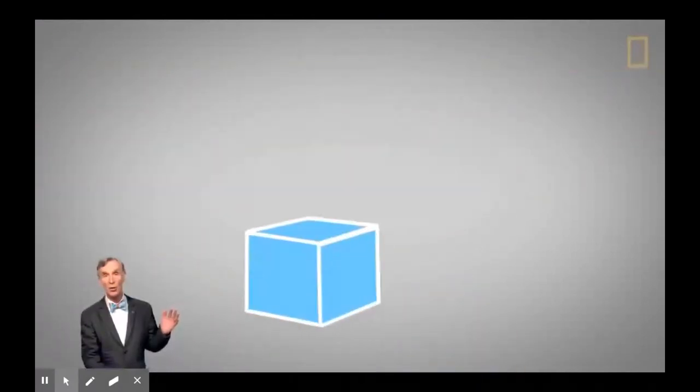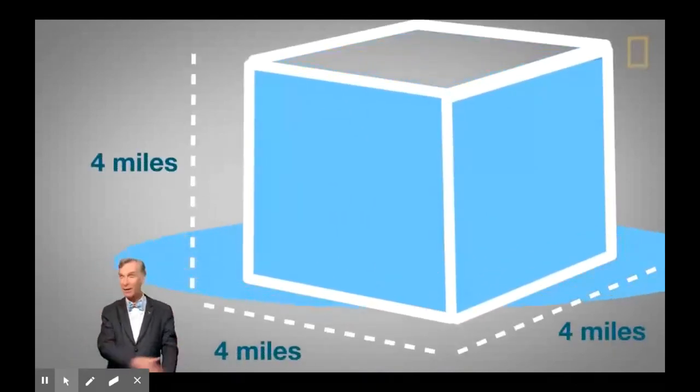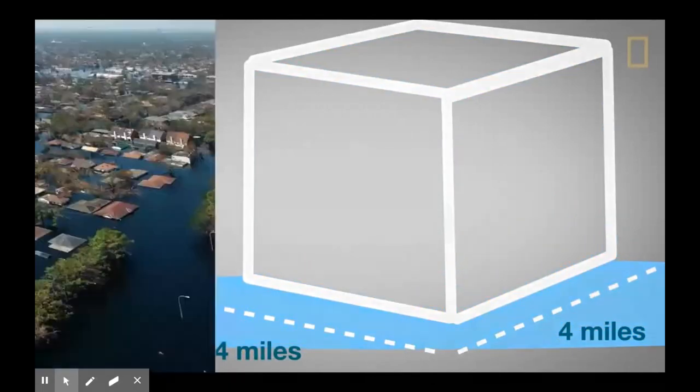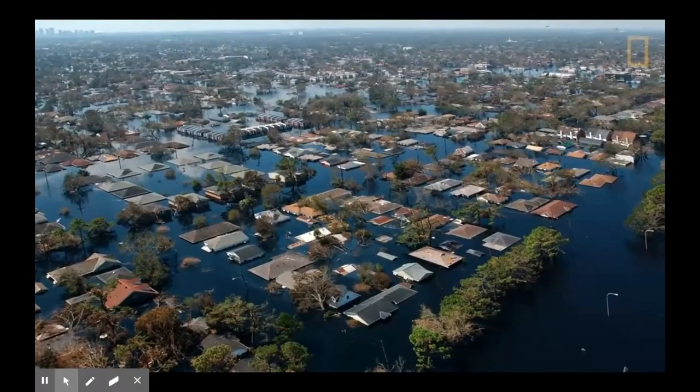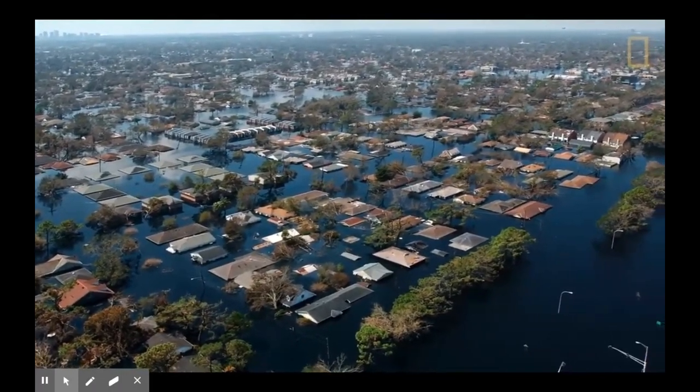That's like an ice cube 7.5 kilometers on a side, 4 miles on a side, melting and flowing into the sea. When all that ice melts, it fills up our oceans, and just like filling up a bathtub, the shores can't hold all that water, and coastal regions get flooded.